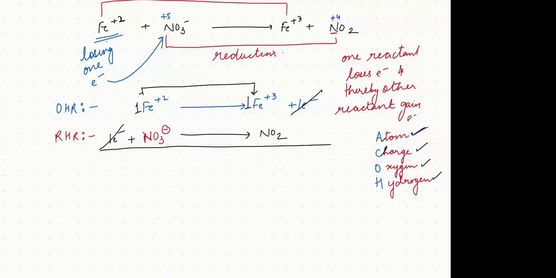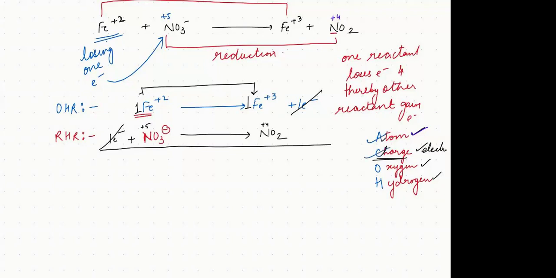So nitrogen will carry a +5 charge and then a +4 charge. Now the charge means the electrons. One electron is lost here, and one electron given off by Fe+2 is being accepted by NO3 negative. So NO3 gains one electron, and basically the charge is also balanced coincidentally.